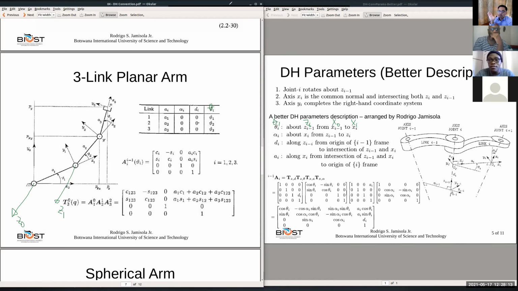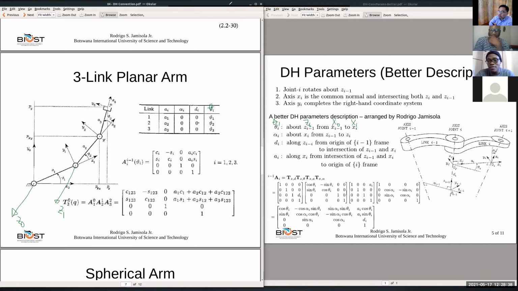Wow. Now I get it. Ah, I see. I know that the trick of sucking on your thumb will do the trick. Yeah. So you see, this is the axis of rotation. And then you just do X0 and then sweep to X1. That is your theta 1.